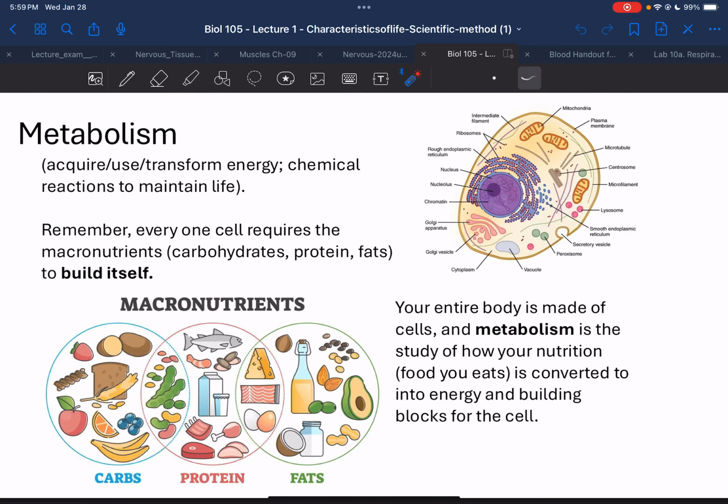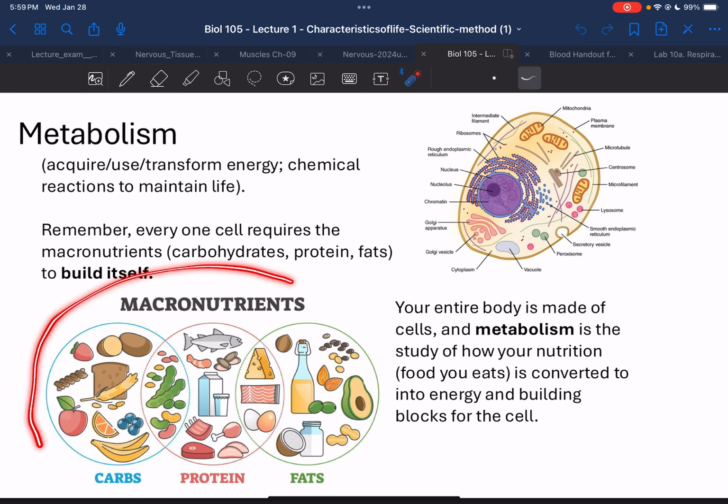All right, so our next slide is about metabolism. And the first way we should start thinking about metabolism is all living things need to consume. And so what happens to those things that are consumed? What happens inside of the body? That's what metabolism is really about.